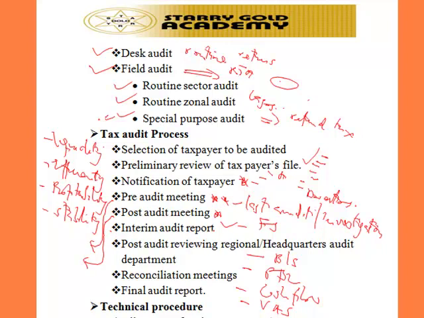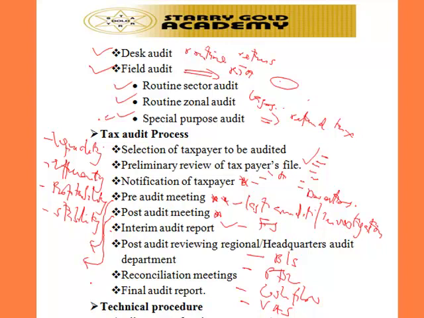He collates the report of all team members and writes the interim report, usually stating the findings of the team during the audit and areas that would likely lead to additional assessment on the particular taxpayer. The reports should be sent to the regional headquarters of the audit department within 1 week after the post-audit meeting.